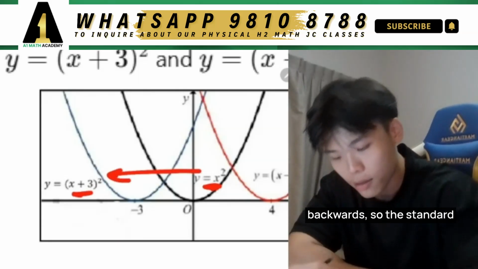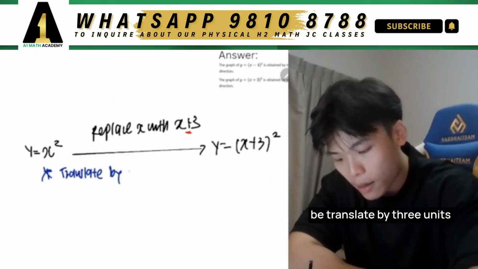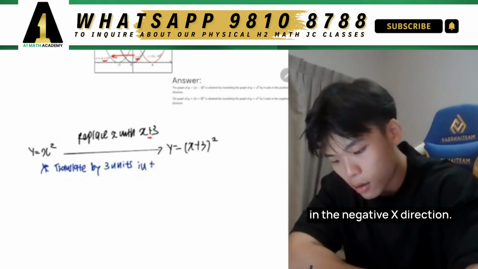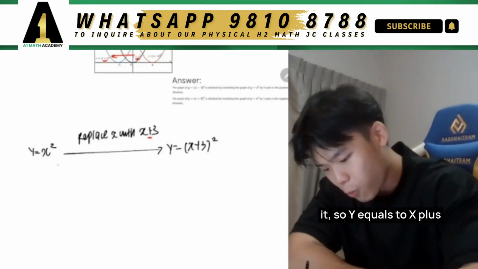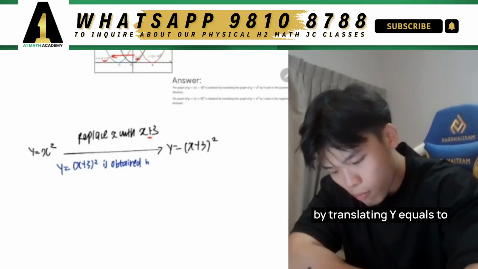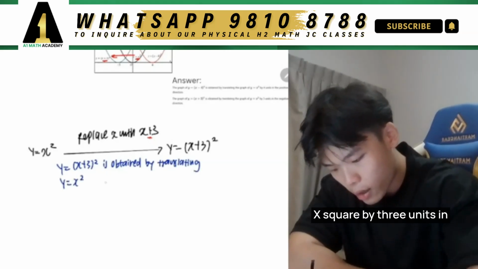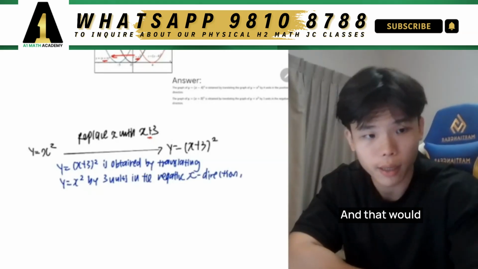We actually shift backwards. So the standard explanation for this would be translate by 3 units in the negative x direction. Oops, let me just contextualize it. So y equals x plus 3 squared is obtained by translating y equals x squared by 3 units in the negative x direction, right? And that would be good enough.